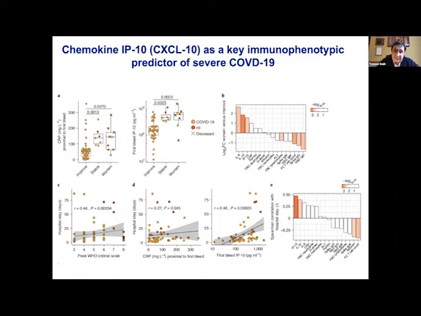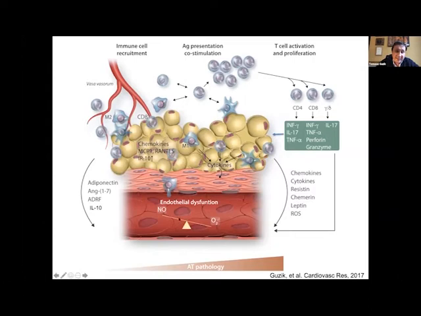It's actually a number one biomarker among the immunophenotypes that was studied. So as I emphasized, IP-10 is very interesting, and I will come back to IP-10, as we have seen the role of IP-10 particularly strongly in recruitment of immune cells into the perivascular space in a number of cardiovascular diseases, ranging from atherosclerosis to hypertension.